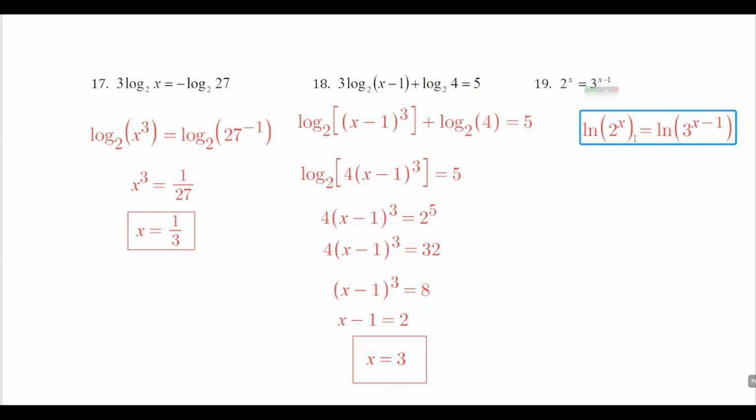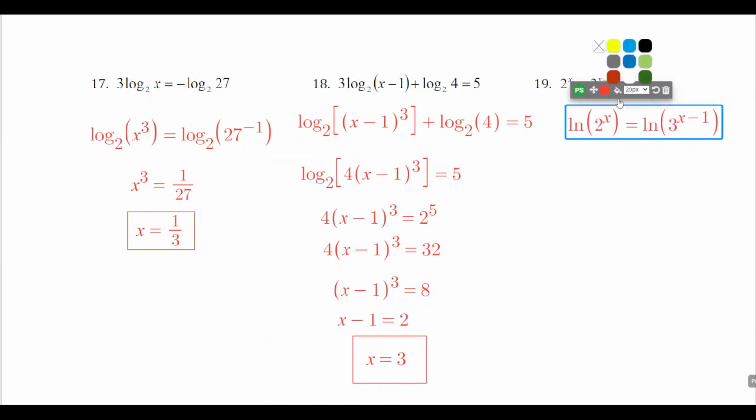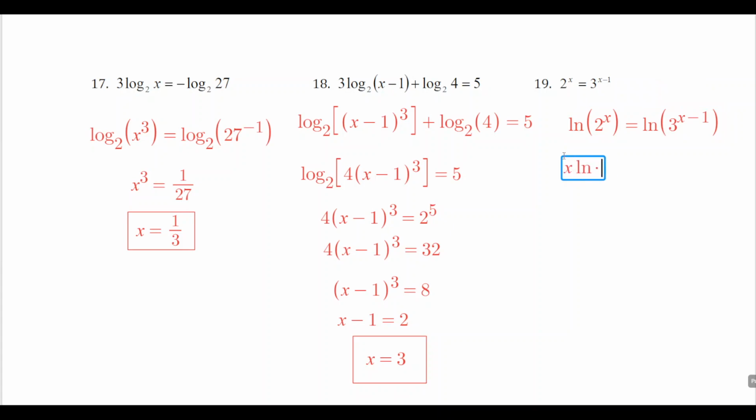But yeah, if you used log base 2 or something, you're still going to be stuck with an irrational number, which is why there's not a whole lot of point in trying to be too clever with that. Anyway, so now I'm going to move these exponents down to be coefficients, and that's using the power property. So x times the natural log of 2 equals x minus 1 times the natural log of 3. So next I'm going to have to use the distributive property and multiply this natural log of 3, which is just a single number, to both x and to negative 1. Okay, so I'm gonna multiply that in.